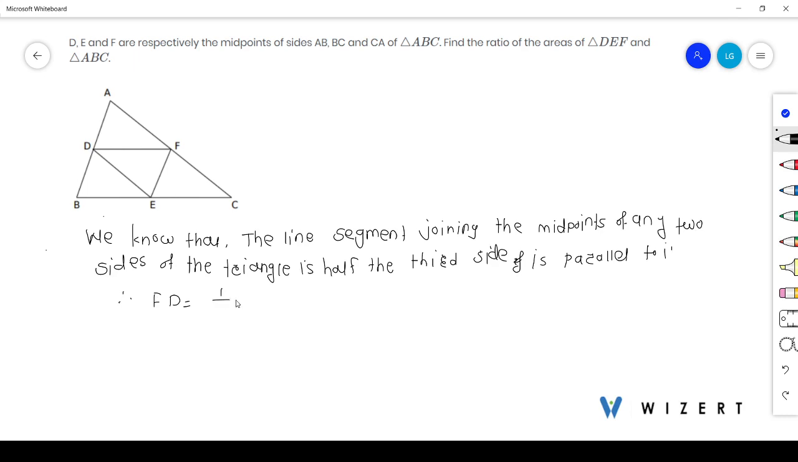So here FD equals half of BC. Then similarly ED equals half of AC and EF equals half of AB.